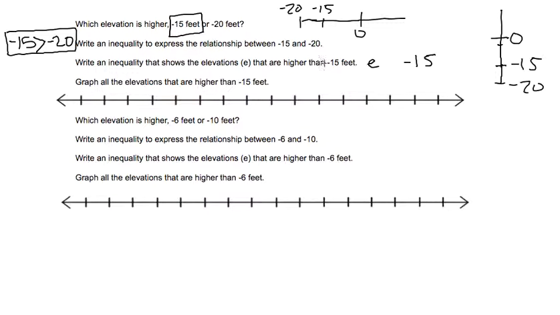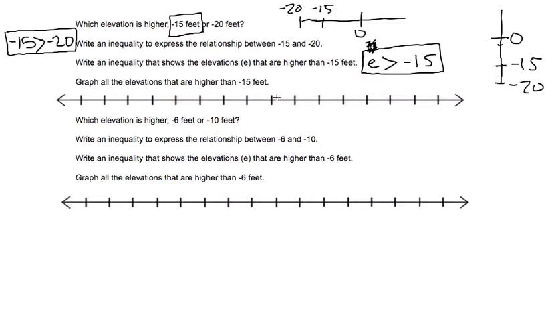Now, again, we want the inequality to show elevations that are higher than negative 15 feet. So what we can do is take any value that's higher than negative 15. If we wanted to, we could put in 0 here for E. If we put in 0, is 0 greater than or less than negative 15? It's greater than. Therefore, we no longer need 0 here. We just know that E, elevation, is going to be greater than negative 15. A key point to remember is that I'm asking for elevations that are higher than negative 15. Negative 15 is not higher than negative 15, therefore it's not greater than or equal to, it's just greater than.